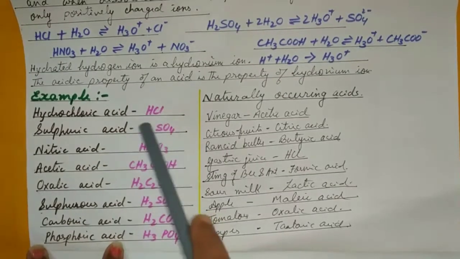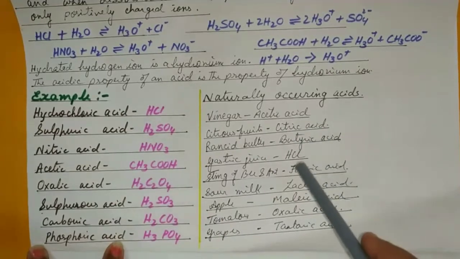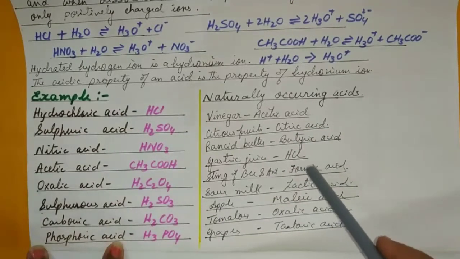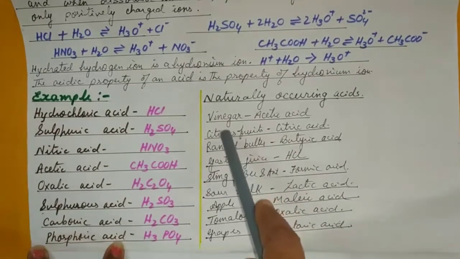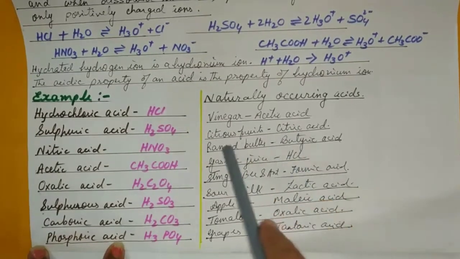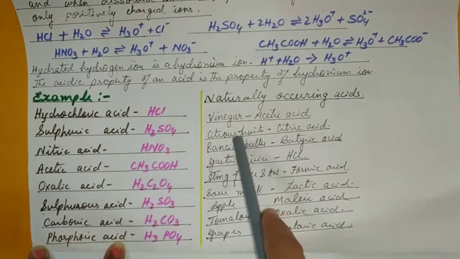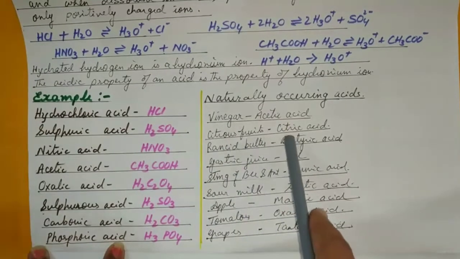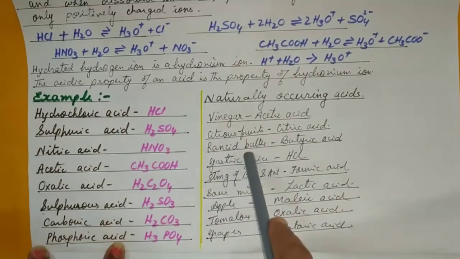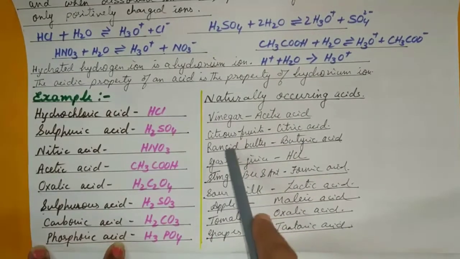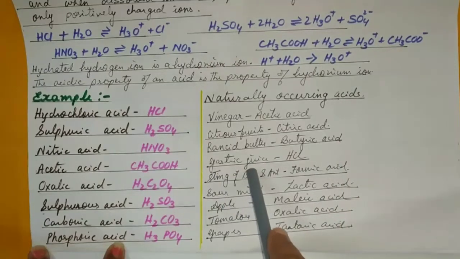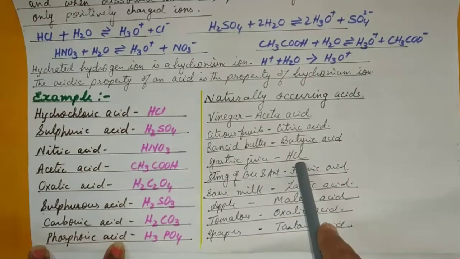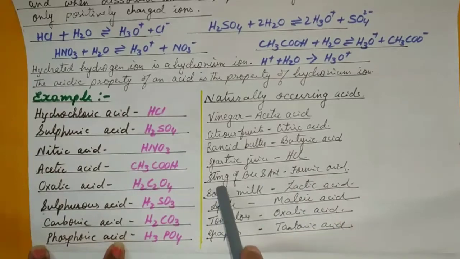We also know about some of the naturally occurring acids, but many times we don't realize it, like vinegar. This everybody knows, it's acetic acid. The citrus fruits, lemon and oranges, have citric acid. Rancid butter has got butyric acid. Gastric juice in our stomach has got HCl. All of you know this.